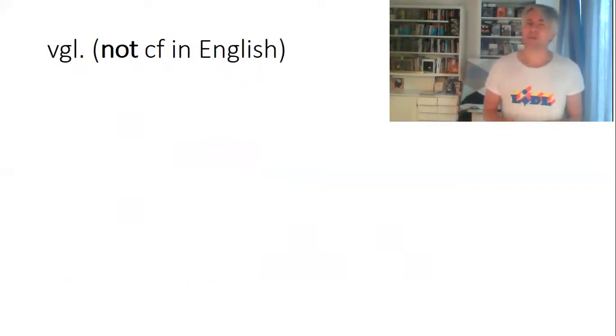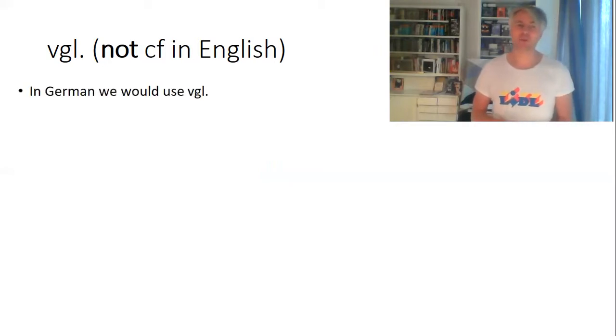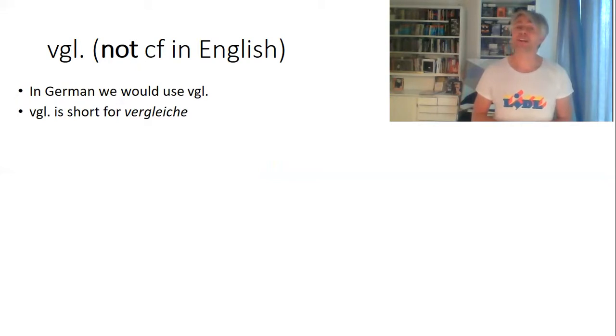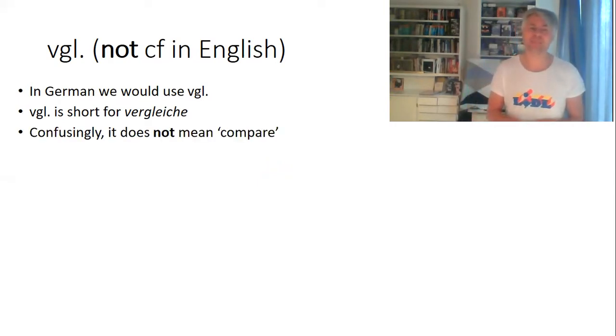If you think about this, you might have stumbled across 3 little German letters. We've got this VGL Punkt, and I think that's what we would often use in German. VGL is short for vergleiche. Isn't that interesting? Vergleichen. That verb means something like compare, doesn't it? When you look at 2 things together. This is a bit confusing because here it does not mean compare, does it?